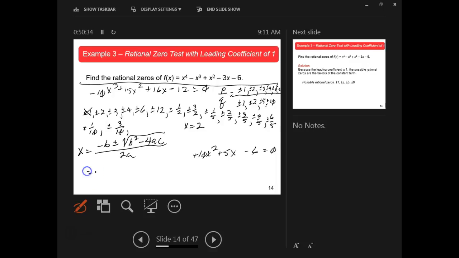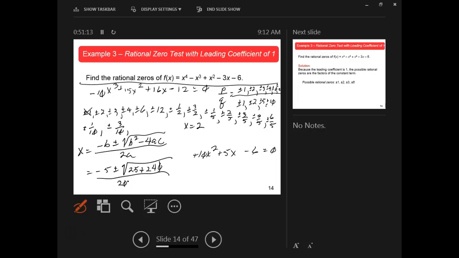Okay, so the b is 5, so that would be negative 5 plus or minus the square root of 5 squared, which is 25. Now, I count minus signs next. I have a minus here. A is positive, but C is negative, so that's going to be plus. Good deal, folks. And what's 4 times 10 times 6? It's 240. All divided by, well, 2a, 2 times 10, 20.